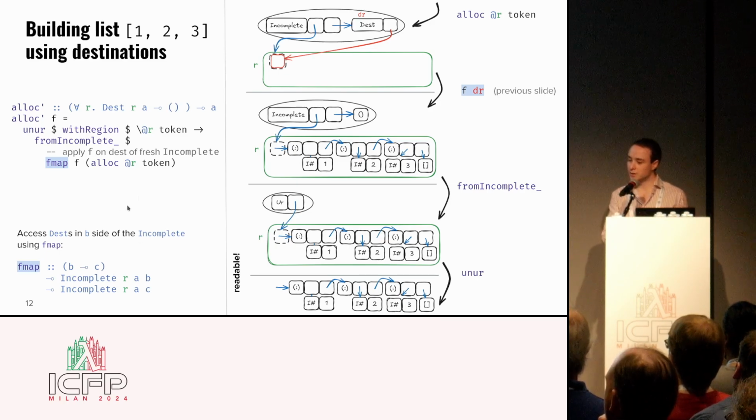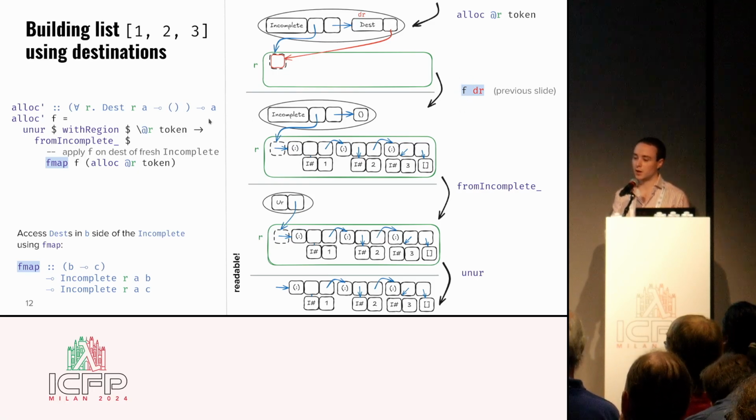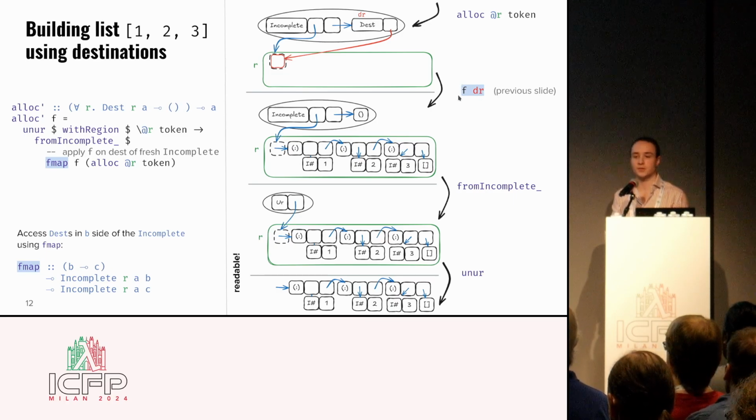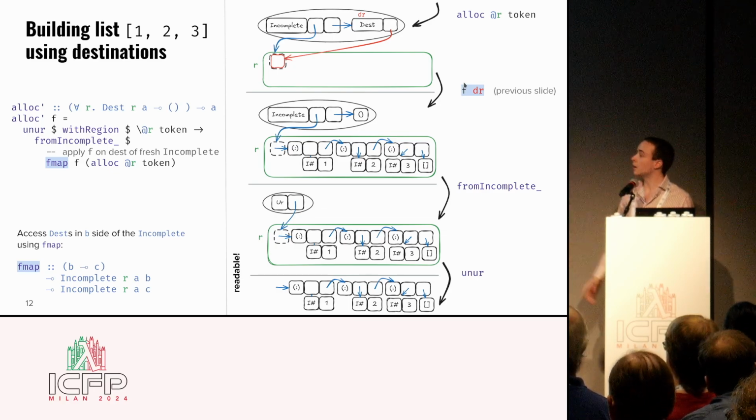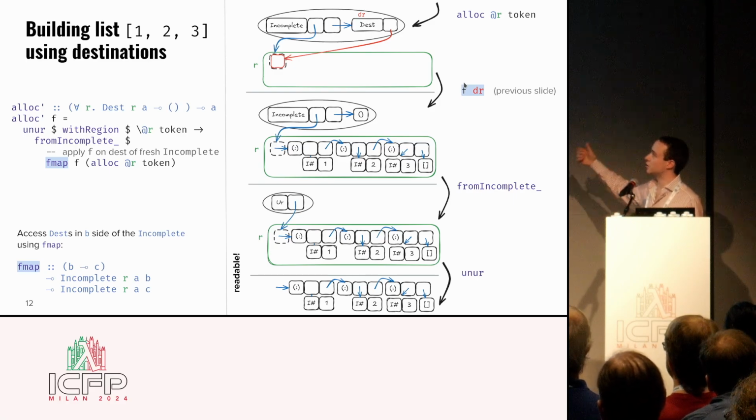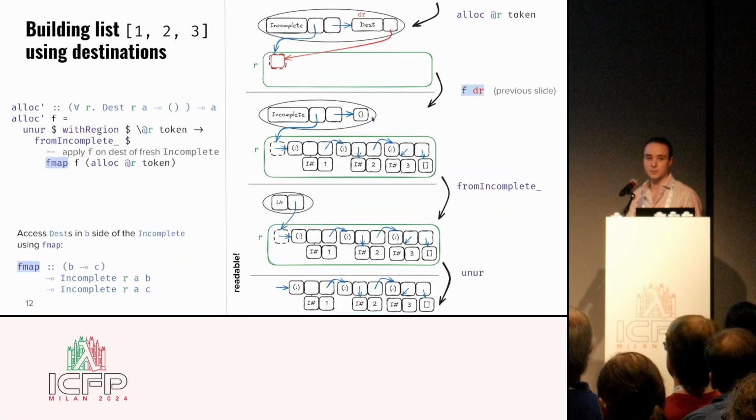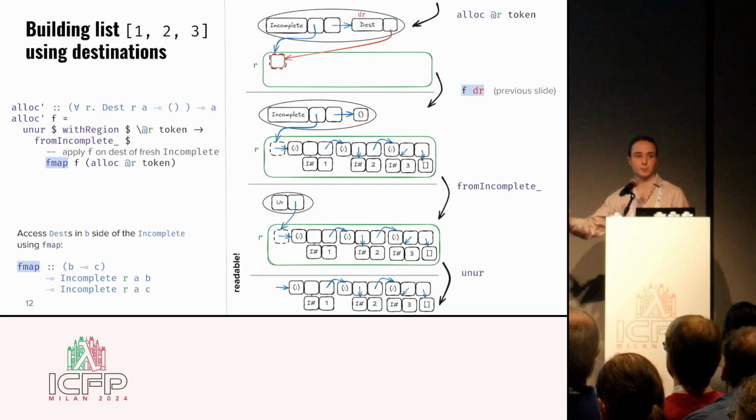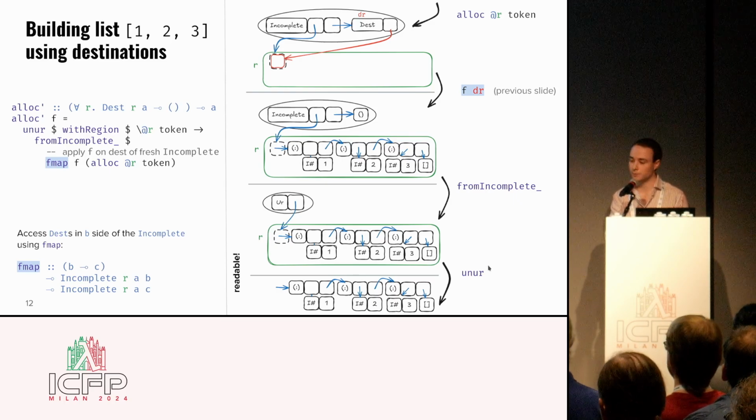Using the fmap instance of Incomplete, we can take the callback that the user supplies and apply it to the dr destination. The f function is the building plan for the structure. It is exactly what I described on the previous slide. When we apply that, if the user did the job correctly, then at the end, on the B side, we only have unit left, and on the A side, we have a full structure. So it is ready to be made readable for the user. That's what we do using the fromIncomplete and unur functions.